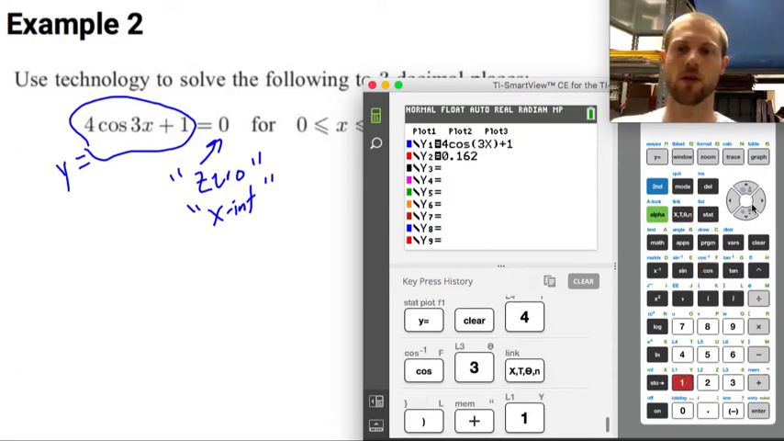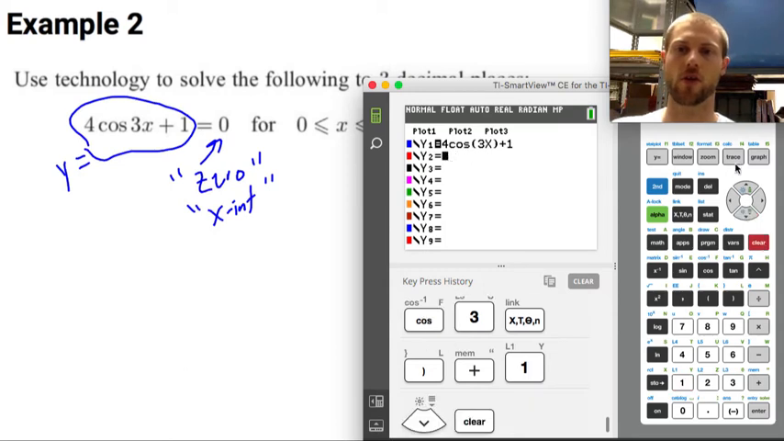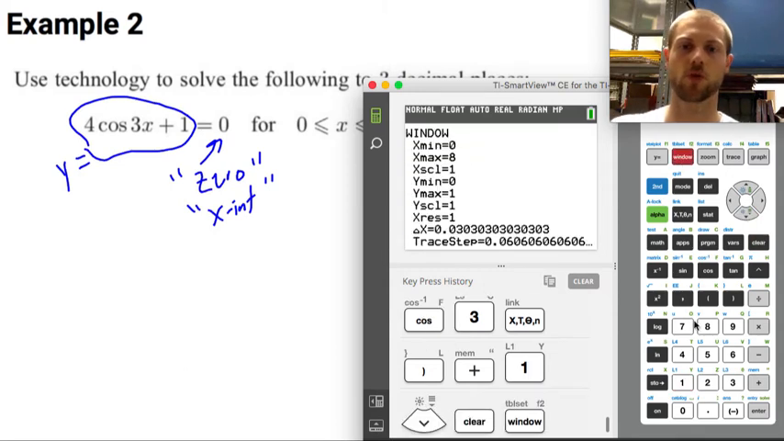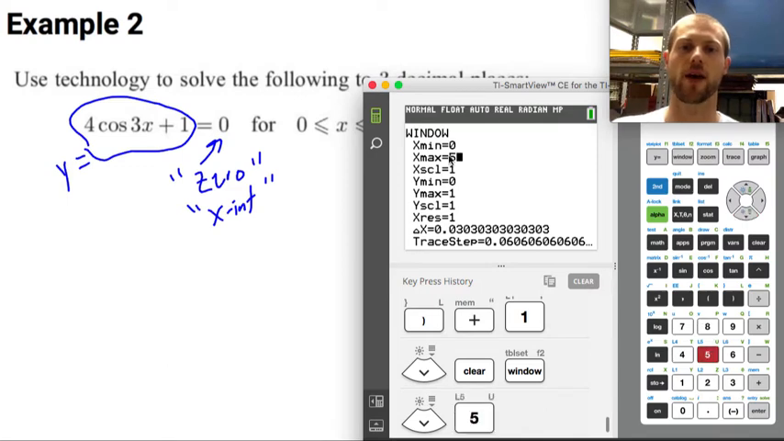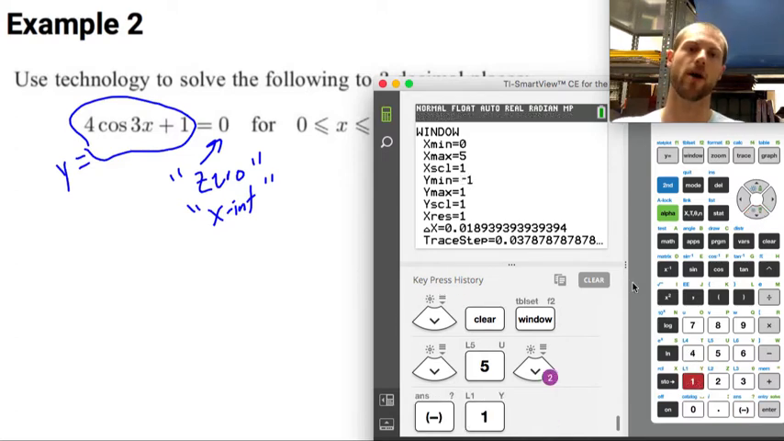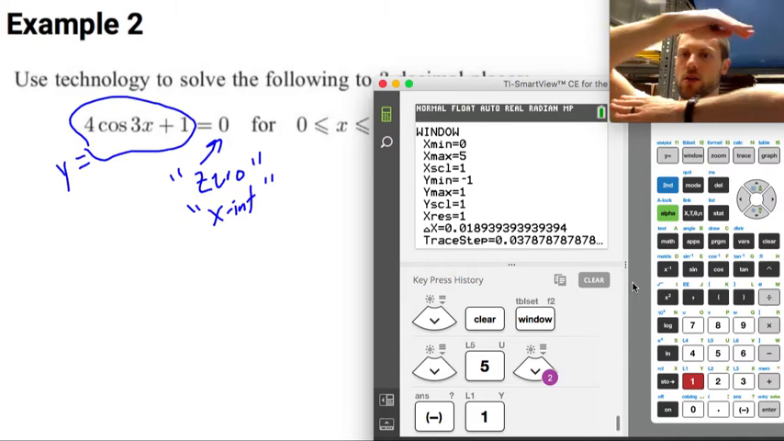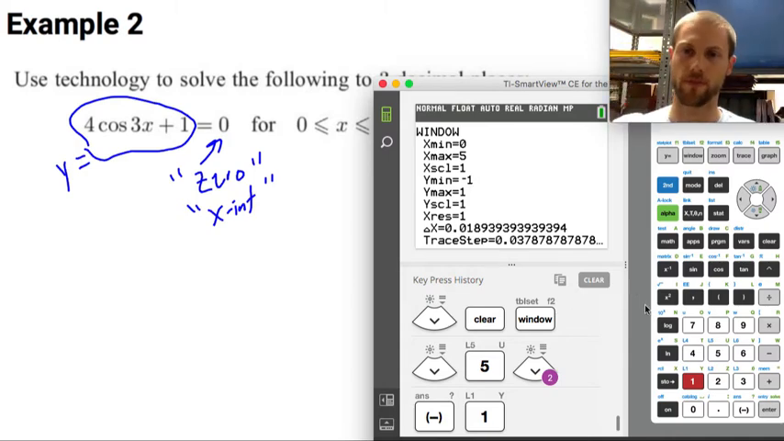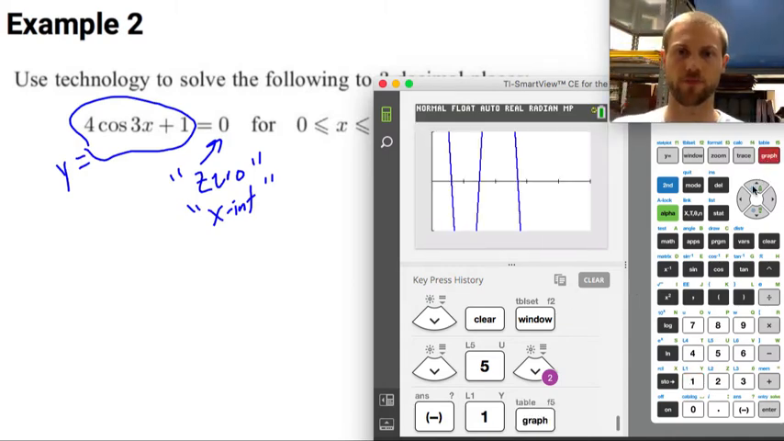I'm going to clear this out over here. My window this time is between 0 and 5, so I'm going to make my x-min 0 and my x-max 5. And I'm looking for where this crosses the x-axis. So I need to adjust my y-min and my y-max a little bit. I'm going to make my y-min -1 and my y-max +1. That way 0 is right in between -1 and +1. So now let's graph this.